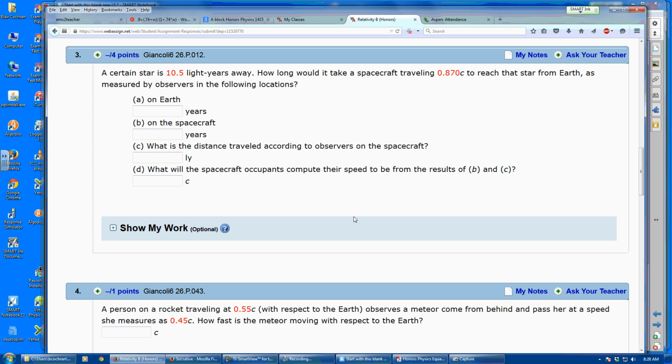What will the spacecraft compute their speed to be from the results of B and C? Since B and C are both measured in the spacecraft's frame of reference, they're going to compute just using our normal kinematics in that same frame of reference. So let's see what we can get through.